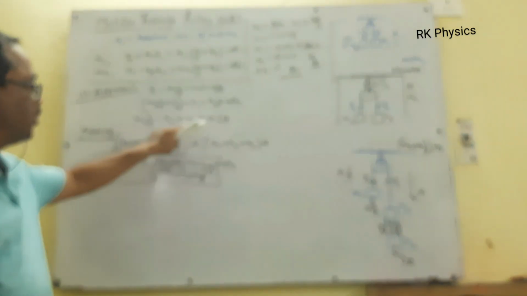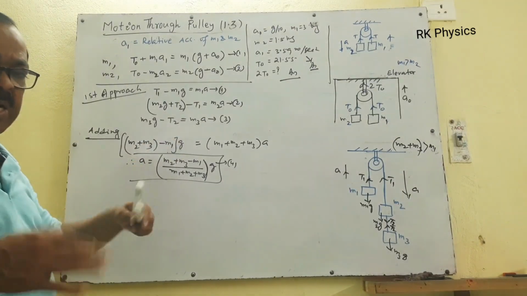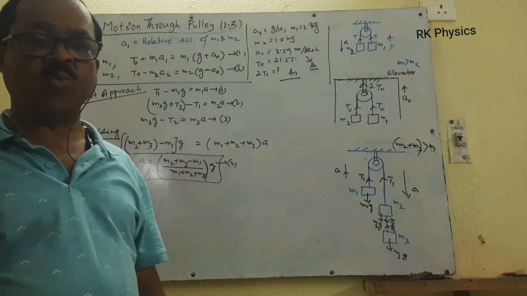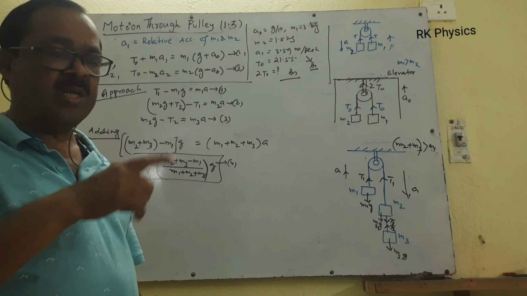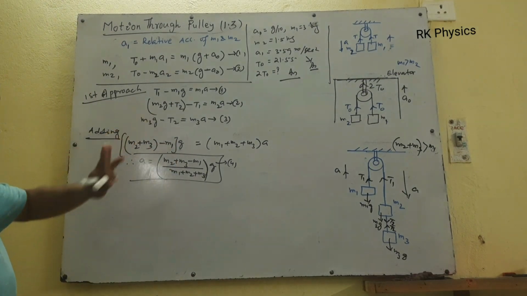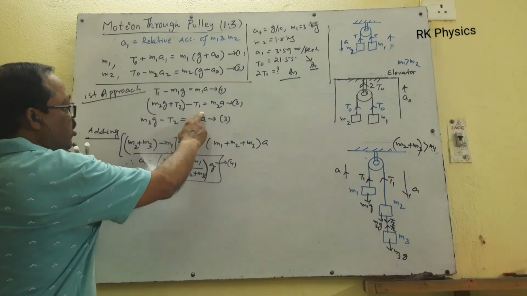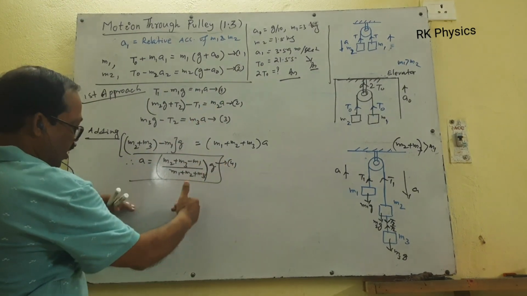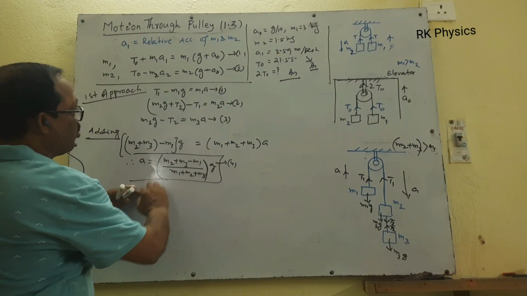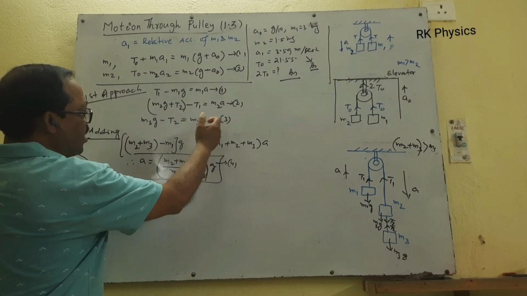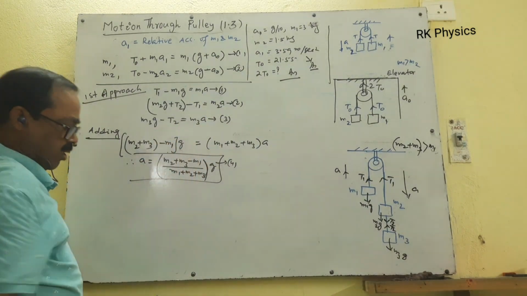If you substitute this value in equation 3 and after solving, you will get T2. So in equations 1 and 3, if you put the value of acceleration, then you solve it. Now to find out A, T1 and T2, these are the 4 equations. There are again some calculations: from 1 you calculate T1, from 3 you calculate T2.